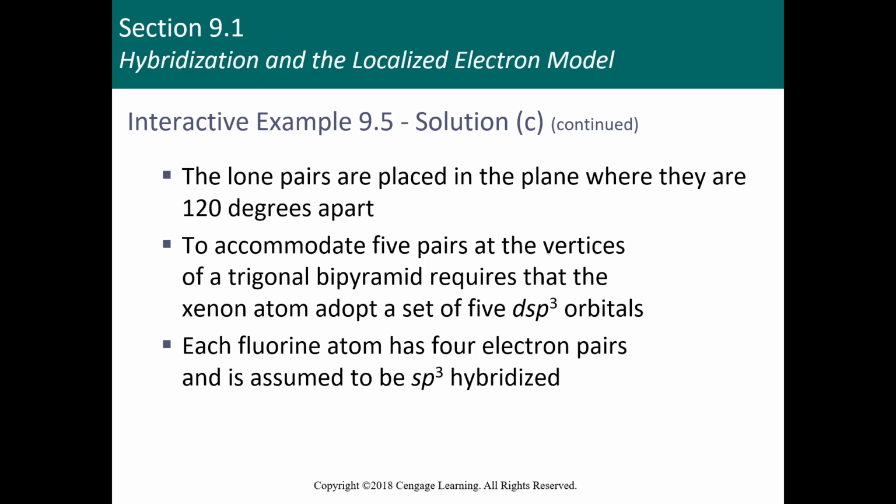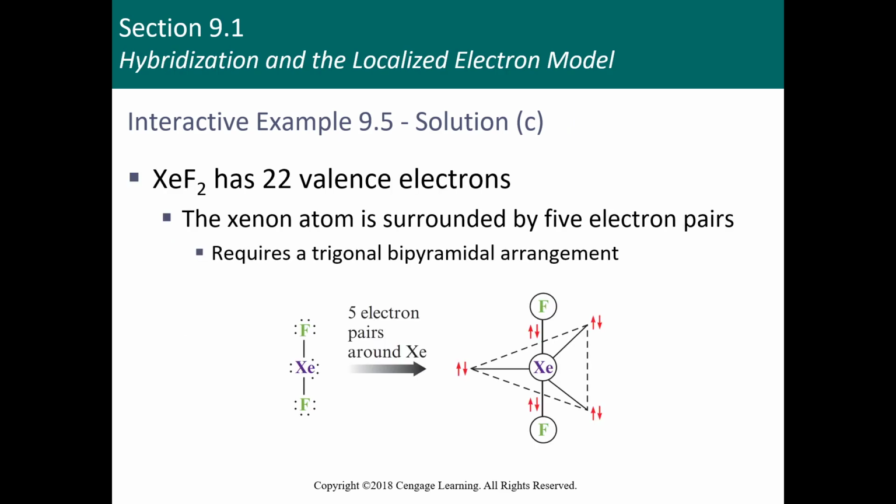Alright, so our fluorine atoms, on the other hand, also have 4 electron groups around them. These fluorines have 1, 2, 3 lone pairs and a sigma bond. So that's 4 electron domains. 4 electron domains would mean an sp3 hybridization. It would also mean a tetrahedral arrangement.